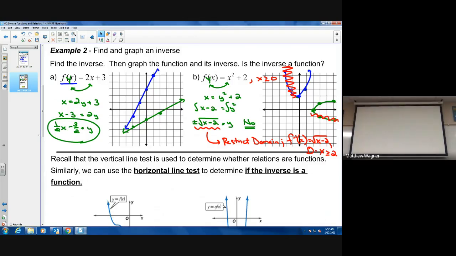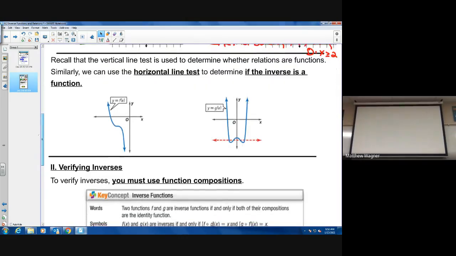So if you're ever asked, is something an inverse function, or how could I make sure that an inverse function exists? Well, you just need to restrict the domain so that it passes the vertical line test in both situations. We addressed the vertical line test, but the horizontal line test is used to figure out if the inverse is a function. So if we think about this, this is a graph of maybe something like negative x cubed. Does it pass the horizontal line test?